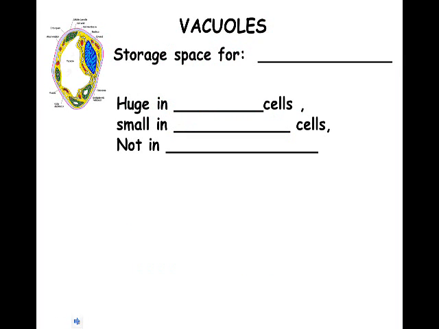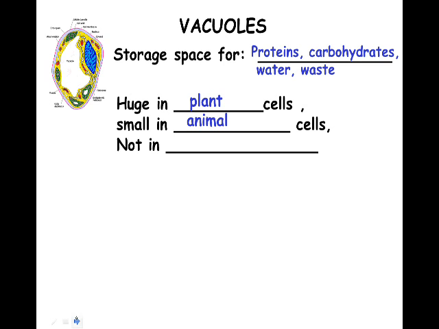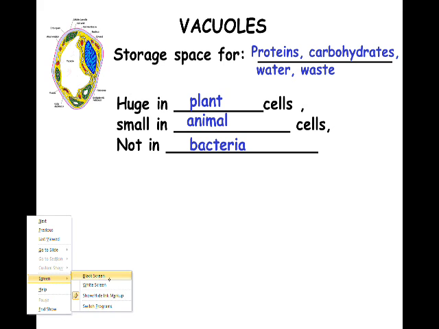Okay, let's get something in our flip book. Vacuoles are storage spaces. They can really store anything: proteins, carbs, other kinds of molecules. They can store water, and they can store waste. They're really huge in plant cells. The storage space takes up the majority of our plant cell, and plants have basically one big giant vacuole. Animals have more vacuoles, but they're smaller in size, many small vacuoles. And remember, not in a bacterial cell. They don't have the membrane surrounding that storage space. No membrane-bound organelles.